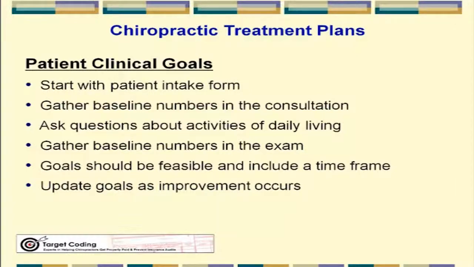You could start with the patient's intake form. You could get baseline numbers in the consultation, baseline numbers in the exam. Update the goals as the patient is improving. Set goals that are feasible and include a time frame. For example, range of motion. Patient comes in, first visit, lumbar flexion is what? 90 degrees? That's normal, right?